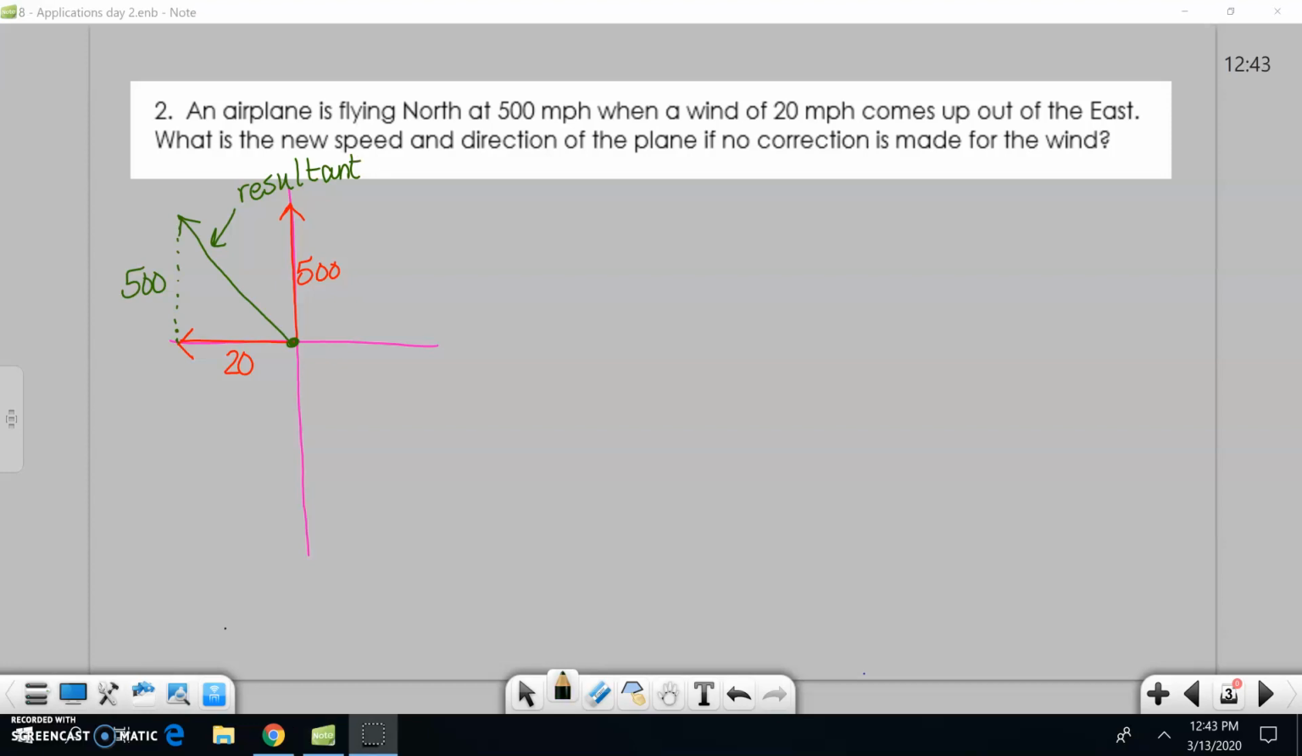Think back to last week when we were working through our packet. How did we find the magnitude of the resultant? Well, we used the Pythagorean theorem when we had a 90-degree angle in our triangle. So in this problem, we're going to use 20 and 500, the Pythagorean theorem, using your calculators.